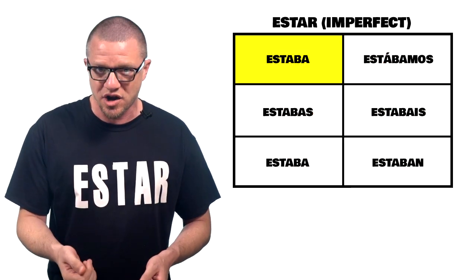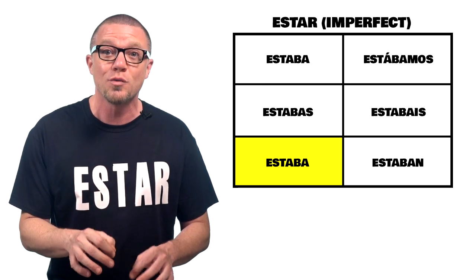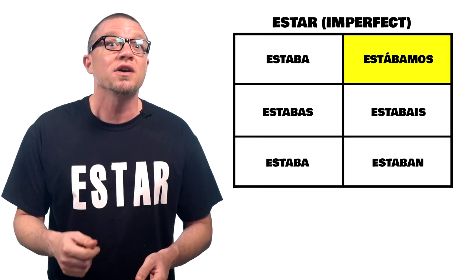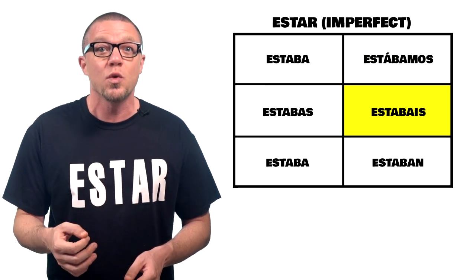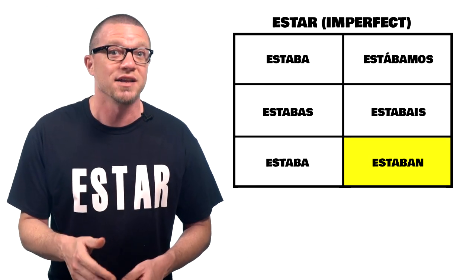I was, with estar in the imperfect now, is estaba. Normal you were is estabas. Formal you were is estaba. He was or she was is estaba. We were is estábamos. Normal you all were is estabais, only in Spain. Formal you all were is estaban, and so is they were.